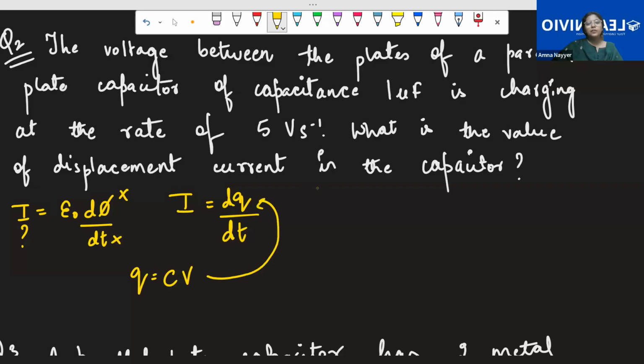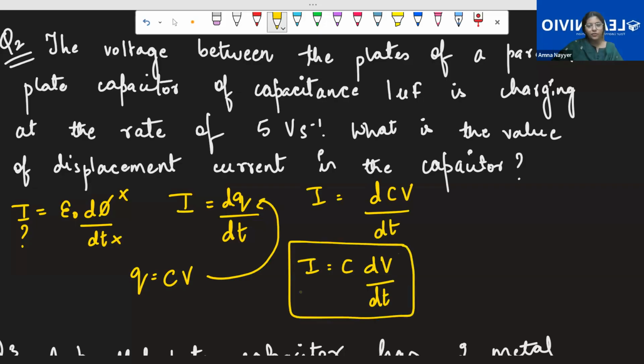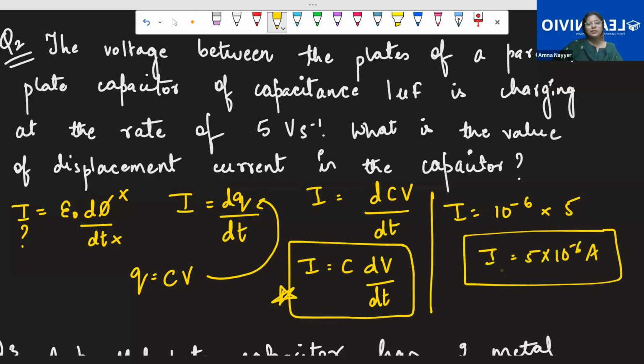Put this here. So current is equal to d CV over dt. From here, capacitance will be taken out, dV over dt will be left. This is an important formula also. You can use it directly since it is coming in this question. Now capacitance is 1 microfarad, 10 to the power minus 6. Voltage rate is 5, right? So current is basically 5 into 10 to the power minus 6 ampere. This is the answer, which is your displacement current. This is the most important thing in this question, which I wanted to discuss. Write it. We'll see some other questions as well.